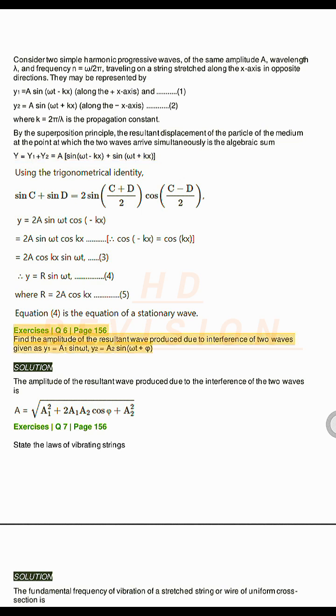Exercises Q6, page 156. Find the amplitude of the resultant wave produced due to interference of two waves given as y1 = a1 sin omega t, y2 = a2 sin(omega t + phi). Solution. The amplitude of the resultant wave produced due to the interference of the two waves is. Exercises Q7, page 156. State the laws of vibrating strings. Solution. The fundamental frequency of vibration of a stretched string or wire of uniform cross-section is.